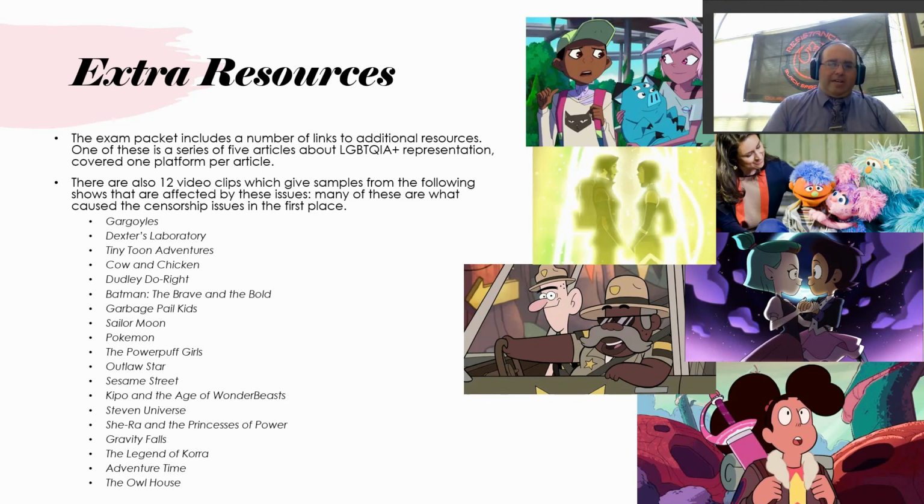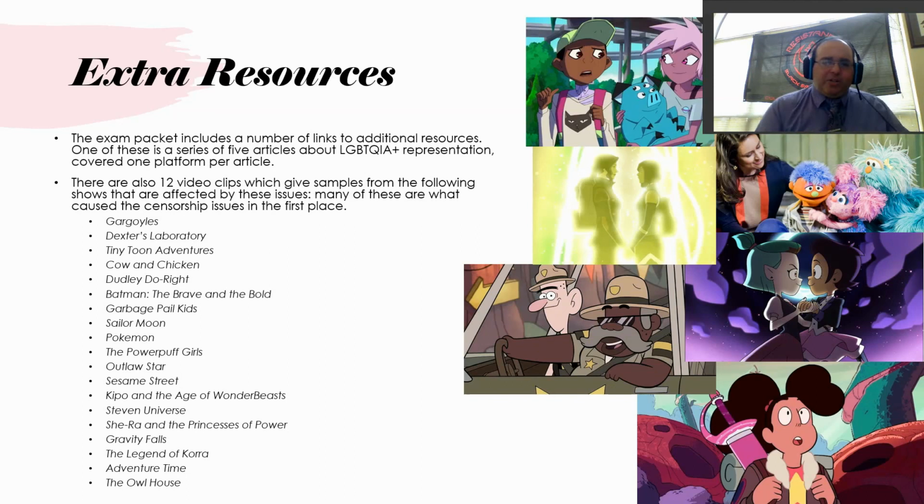So Gargoyles, Dexter's Lab, Tiny Toon Adventures, Cow and Chicken, Dudley Do-Right, Batman the Brave and the Bold, Garbage Pail Kids, Sailor Moon, Pokemon, Powerpuff Girls, Outlaw Star. Those are all covered by Looper. We also have some clips from Sesame Street. Basically, I tried to find the introductions of all of the characters dealing with heavy issues.